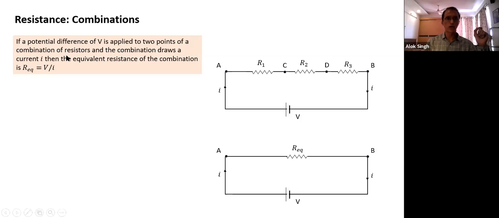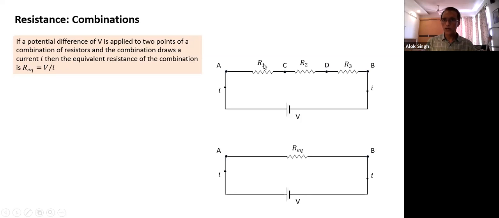What is the combination? We apply a potential difference to two points of a combination of resistors, and the combination draws a current I. So how do we find it if we have a complex network of resistors? If I have to find the resistance between two points, I apply a potential and check what current flows. That is enough to find the equivalent resistance of the combination. What is R equivalent? That R equivalent is V by I.